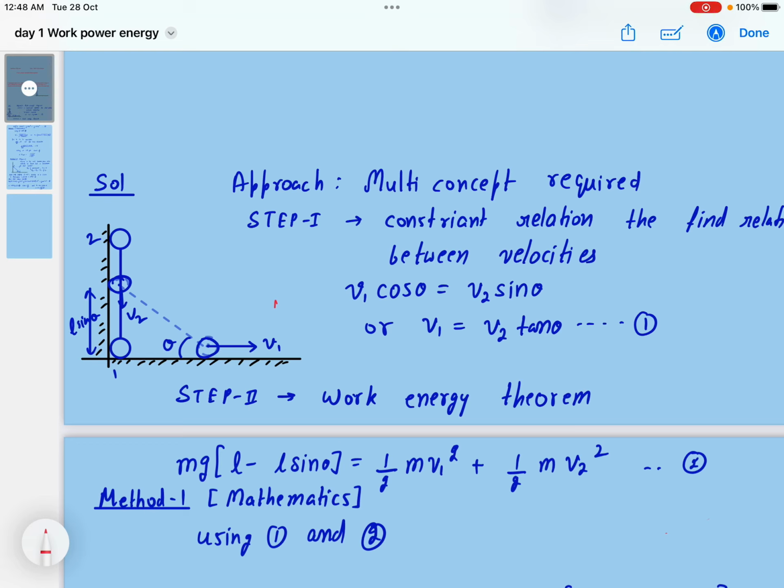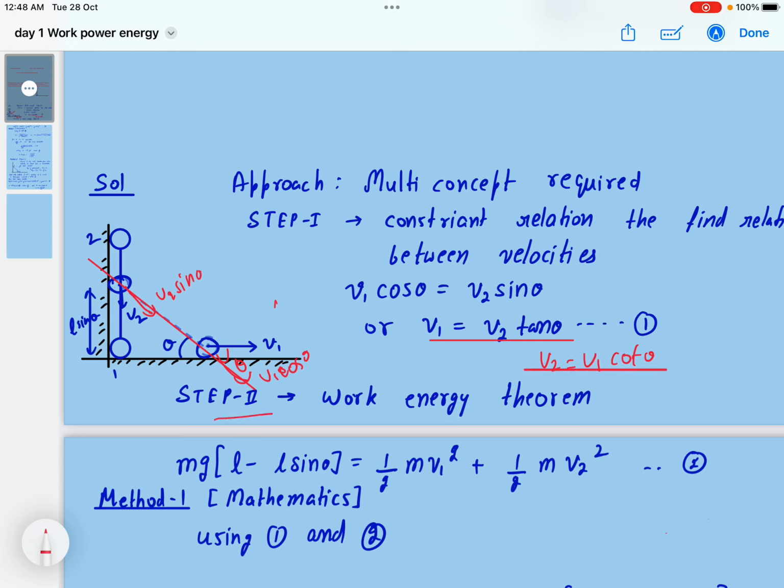By the constraint method: for every rigid body, between any 2 points on the rigid body, the relative velocity along the line joining the 2 points must be 0. That is our constraint. So with angle theta, v1 cos theta must be equal to v2 sin theta. Beta, so v1 is equal to v2 tan theta, or I can write v2 is equal to v1 cot theta.